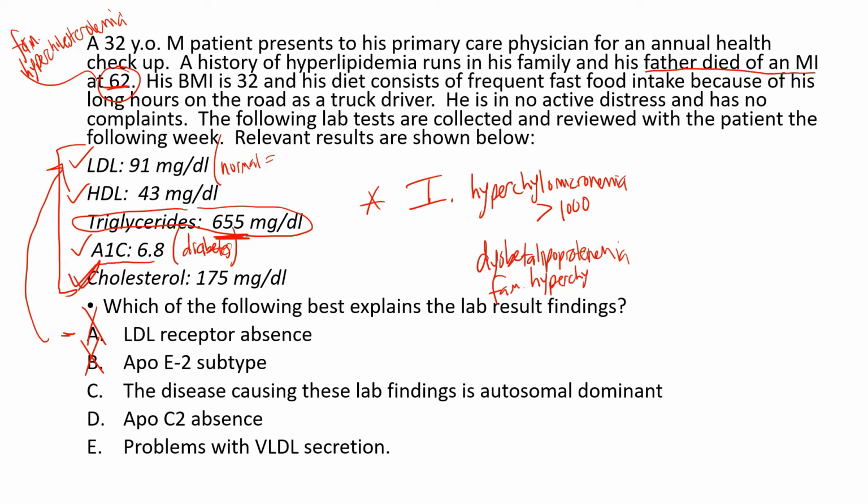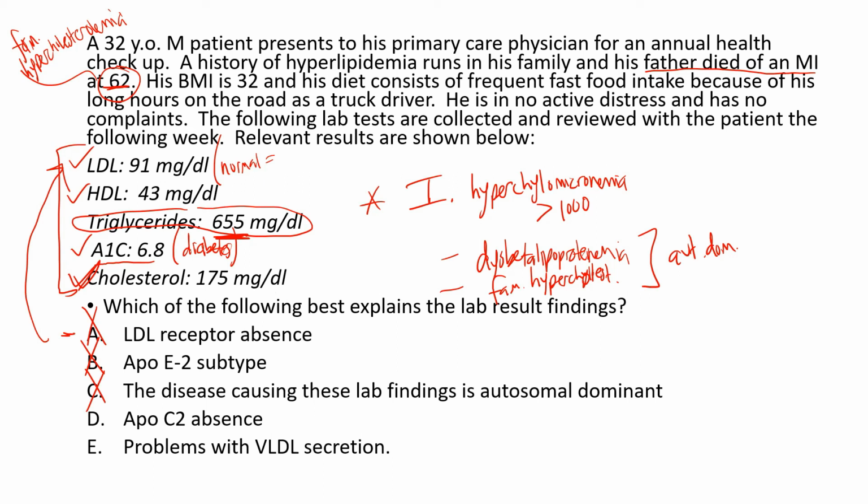Familial, oops, misspelled that. I'm just going to put a little period. You know what I'm trying to write out right there. So those are the two. These are the two that are autosomal dominant. So this one though has just an increased triglyceride level. That's all it has. So clearly none of those are under that category. So it's no. The disease causing these lab findings is not autosomal dominant.